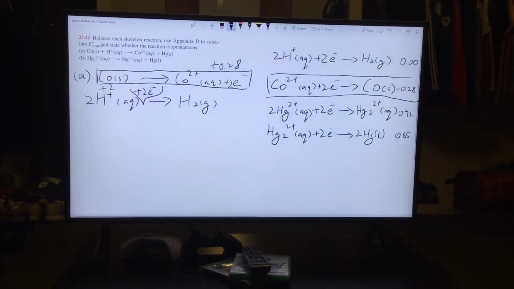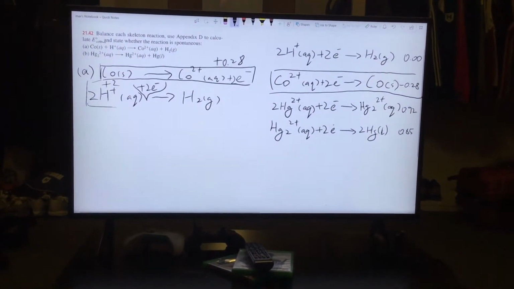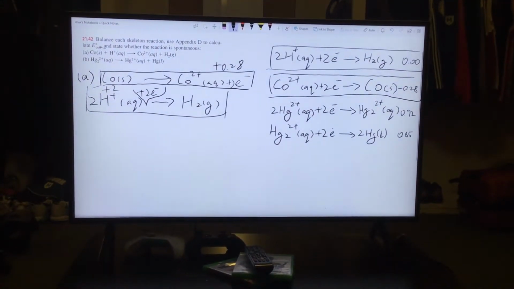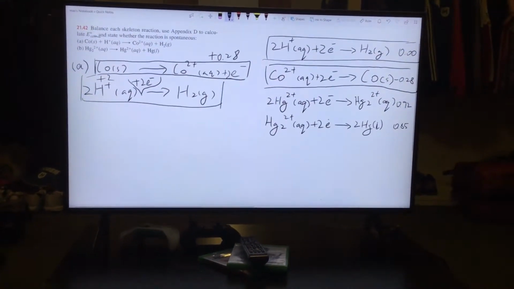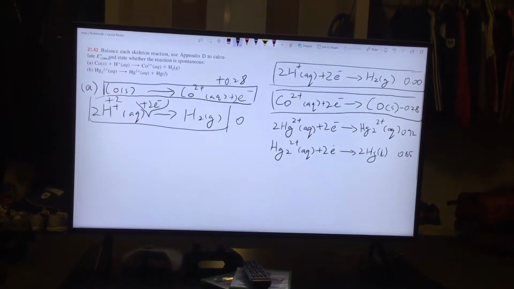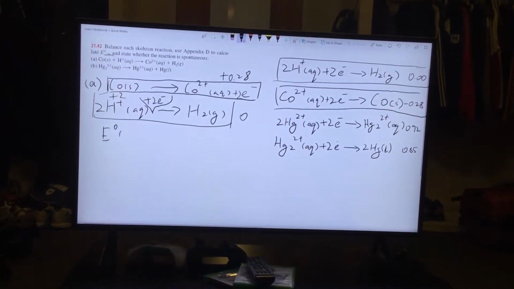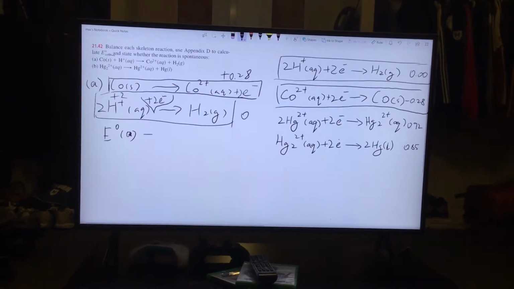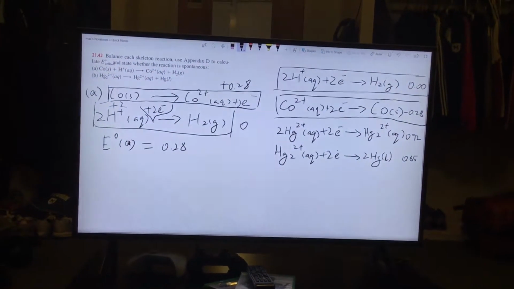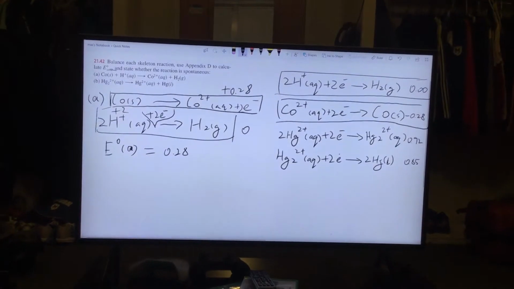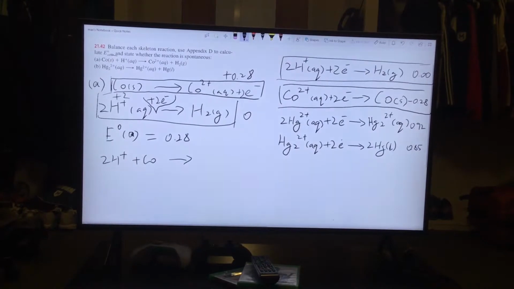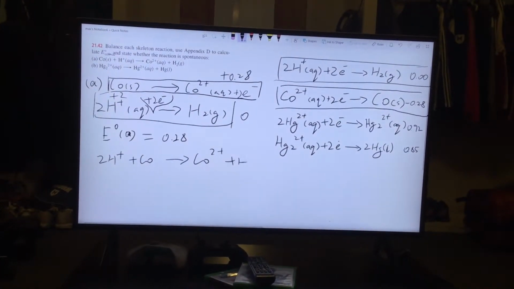And then for the second reaction, if we find the counterpart of it, as we can tell, it's exactly the same as the one here. Well, it doesn't really matter if it's reversed or not since it's 0, but we need to know that it's in the same direction, so we don't have to reverse it. So it's going to keep the same signs, and it's going to be 0. So the E for A is going to be 0.28 as you add them together. And the final equation is just going to be 2H plus CO goes to CO2 plus H2.